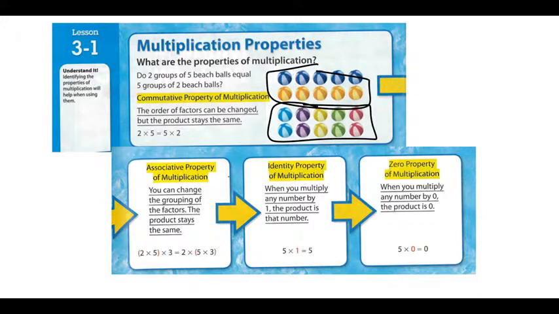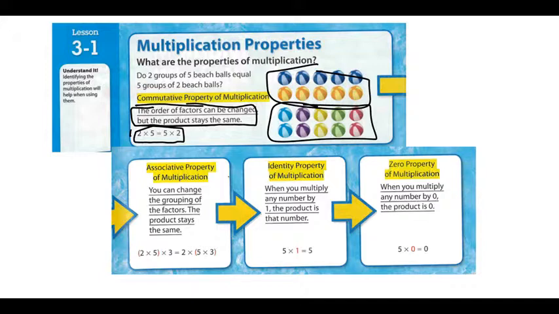The point of the commutative property is that the order of factors can be changed, but the product stays the same, just like in the commutative property of addition. So 2 times 5 is 10, and 5 times 2 is 10. Let's look at the next 3, which are on the top of page 59.